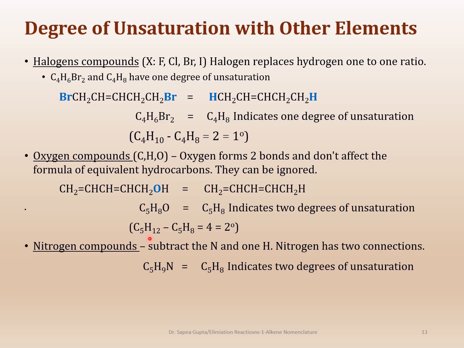Unlike halogen, nitrogen is a little bit different, because nitrogen has 3 bonds, so you have to subtract the nitrogen and also 1 hydrogen, because there are 2 connections. So if you have C5H9N for a molecular formula, then you remove 1 hydrogen and the nitrogen, so you will consider that as C5H8. That indicates 2 degrees of unsaturation. So we will do the calculations.